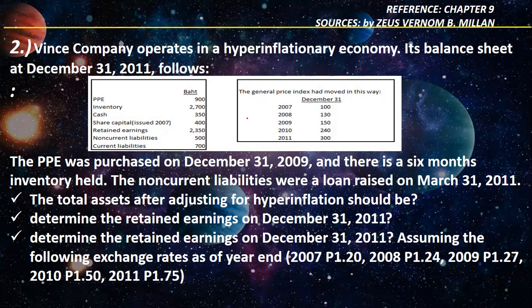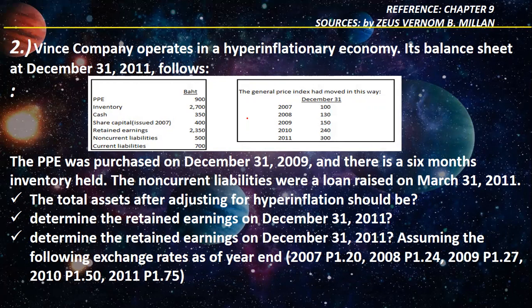The PPE, the property, plant, equipment, was purchased on December 31, 2009. Take note. Kasi kailangan natin yan as the denominator of the property, plant, equipment when we restate the amount of the property, plant, equipment. And there is a 6 months inventory held. So nakalagay 6 months inventory held sa inventory naman natin. The non-current liabilities were a loan raised on March 31, 2011. So meron din nakalagay 2011 March. So, question.